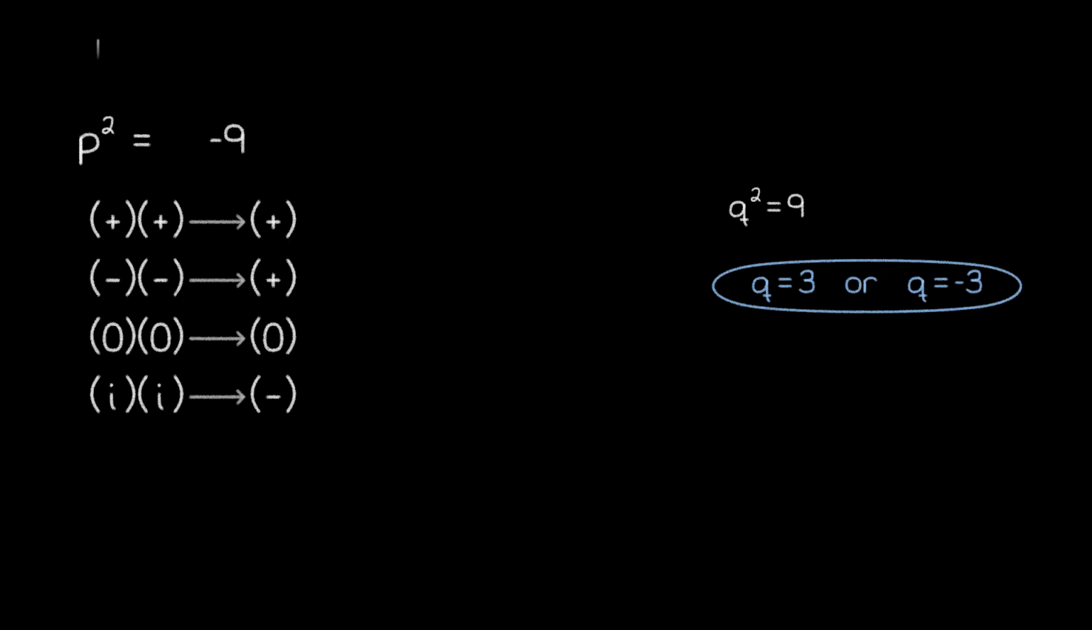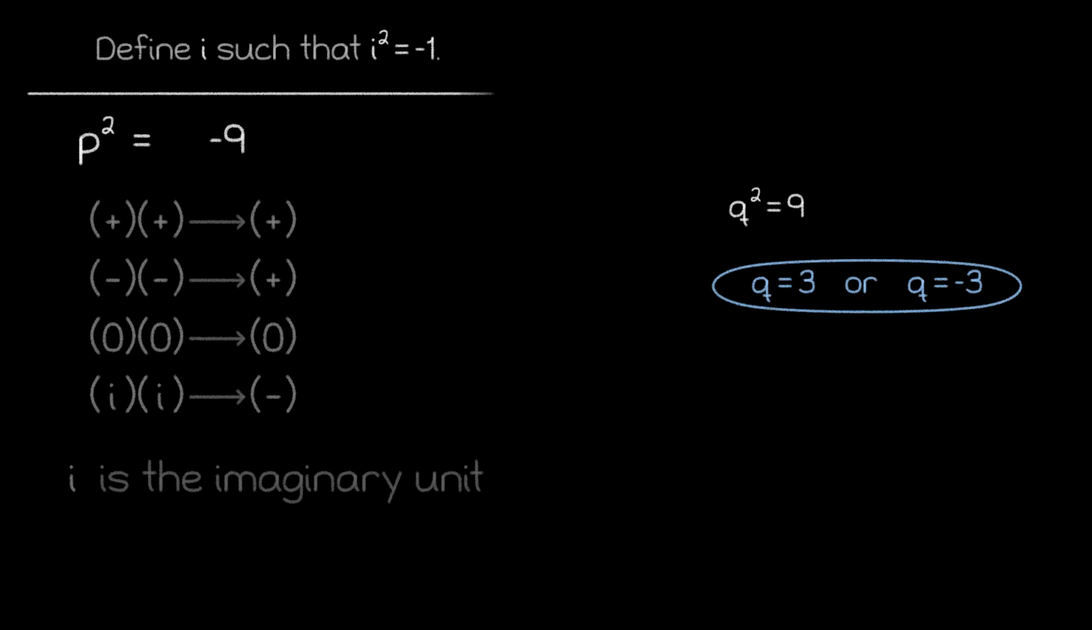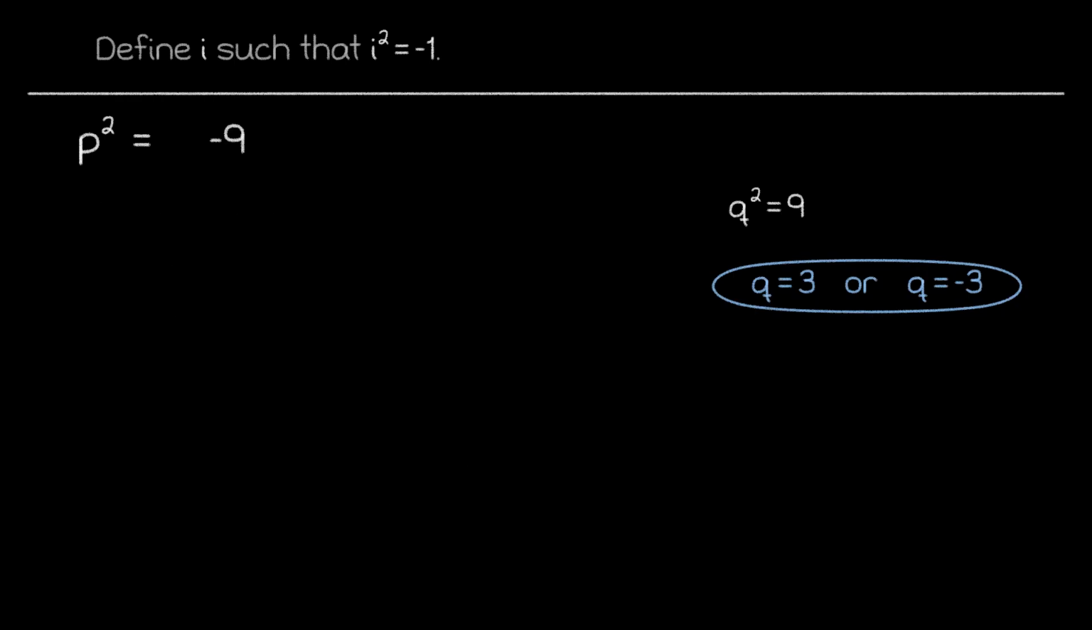Mathematicians have decided to call this special number i, and the defining property of i is that i times i is -1, which we can also write by saying that i squared is -1. We call i the imaginary unit, and once we introduce this imaginary unit with this property, we can start doing more complex operations with it.